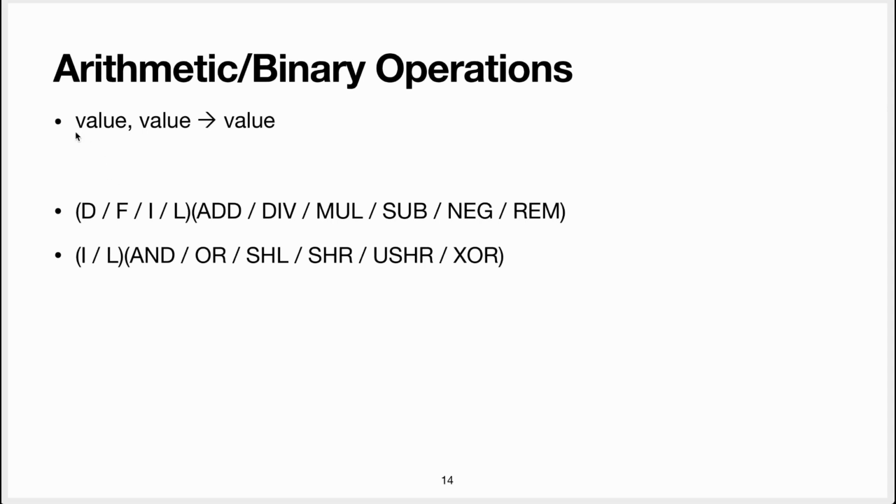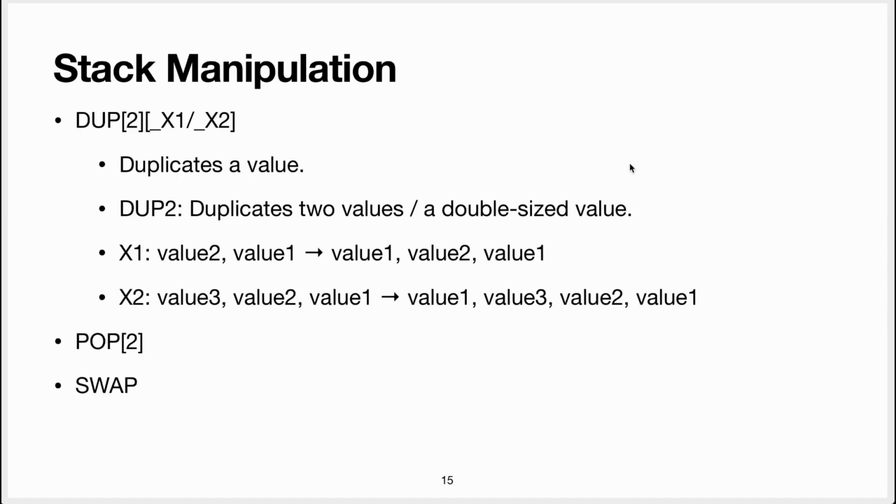So these pop 2 values of the stack and they push the result of the operation on the stack. So we have addition, division, multiplication, subtraction, negation, so that's binary negation, and the remainder of the division. For integer and long only, we also have binary AND, binary OR, shift left, shift right, unsigned shift right, and exclusive OR. We'll get to an important family of instructions, and these are instructions that manipulate the stack.